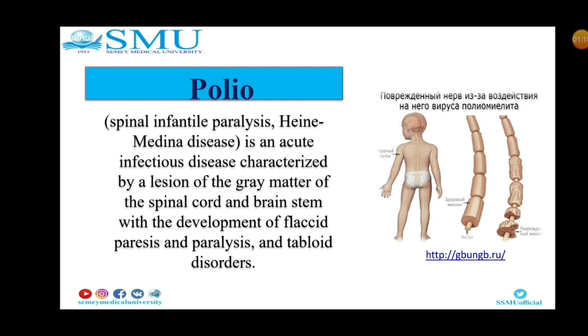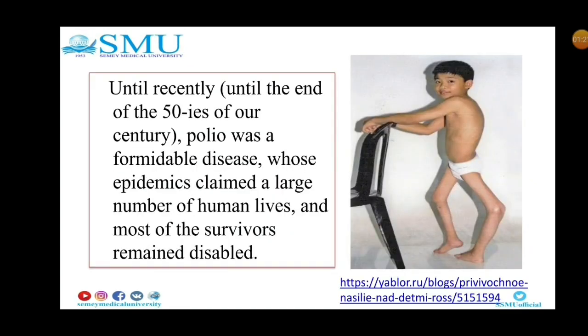the gray matter of the spinal cord and brainstem with the development of flaccid paresis and paralysis and bulbar disorders. Until recently, until the end of the 50s of our century, polio was a formidable disease, whose epidemics claimed a large number of human lives and most of the survivors remained disabled.